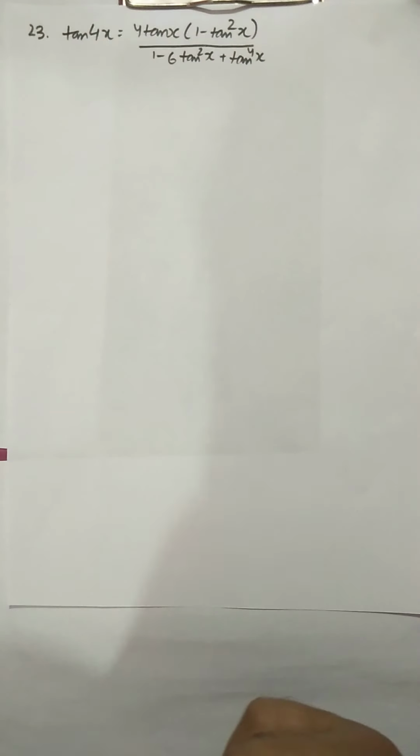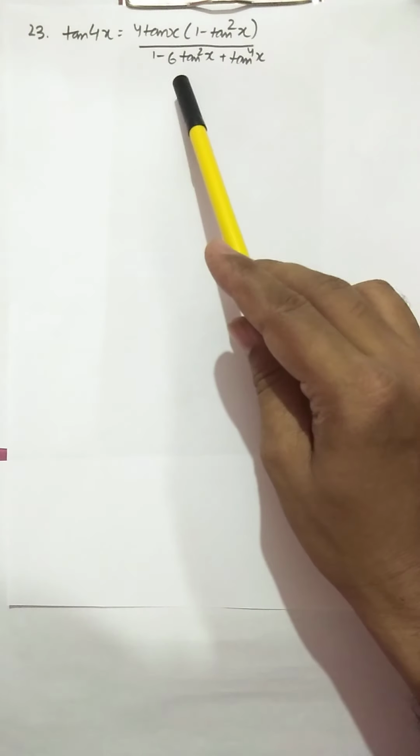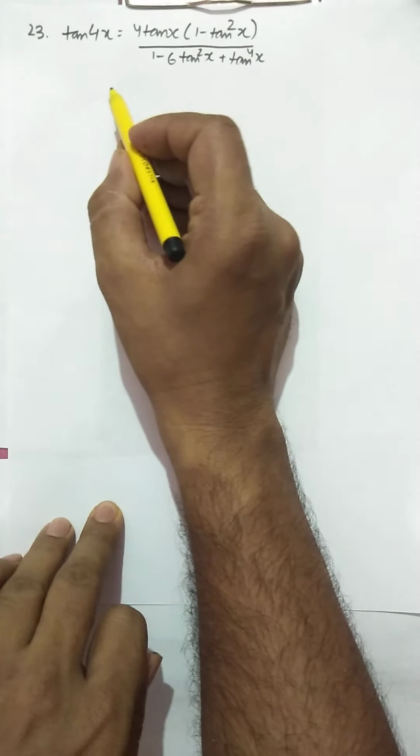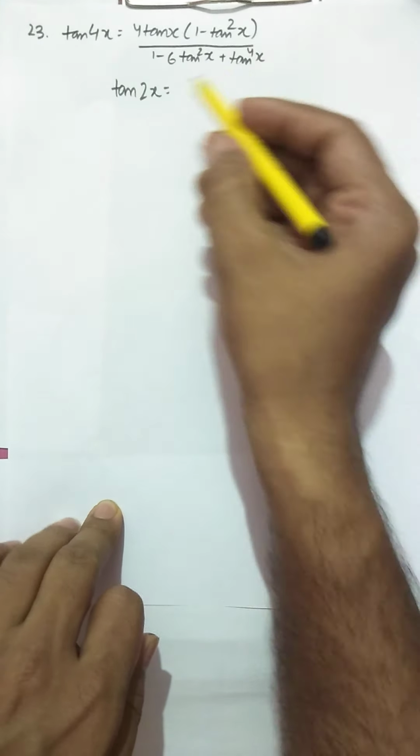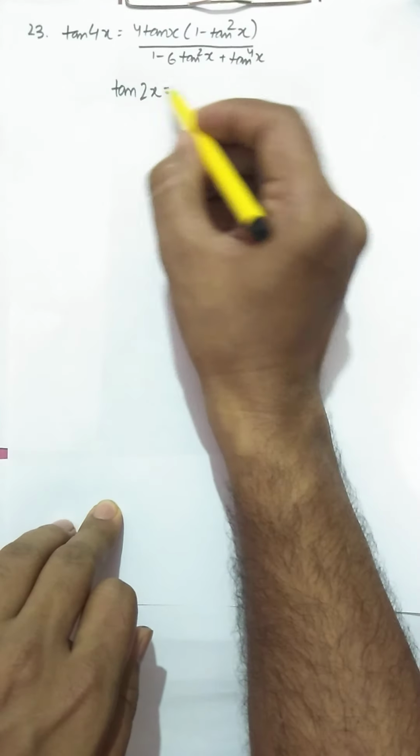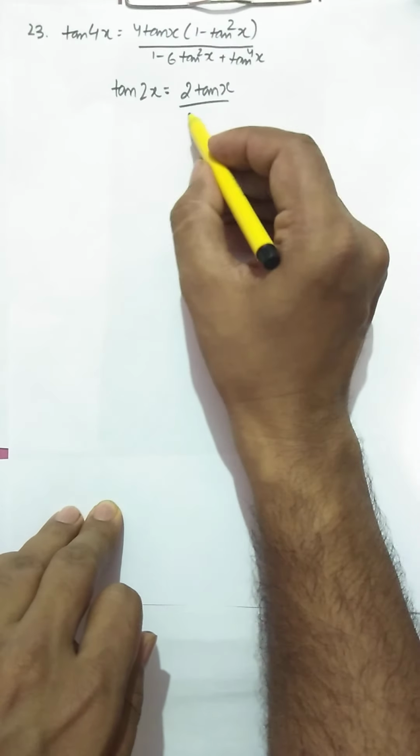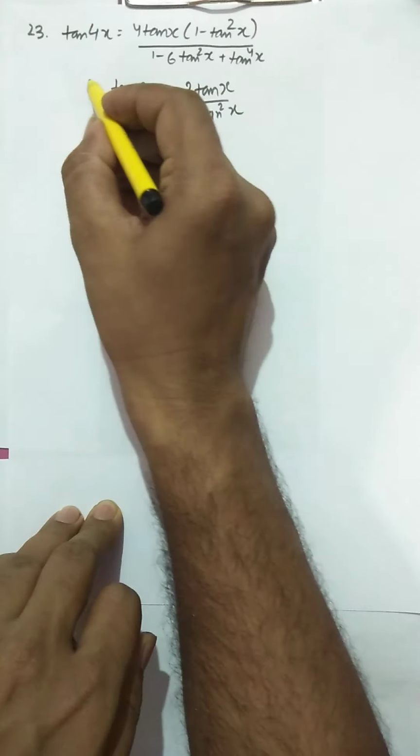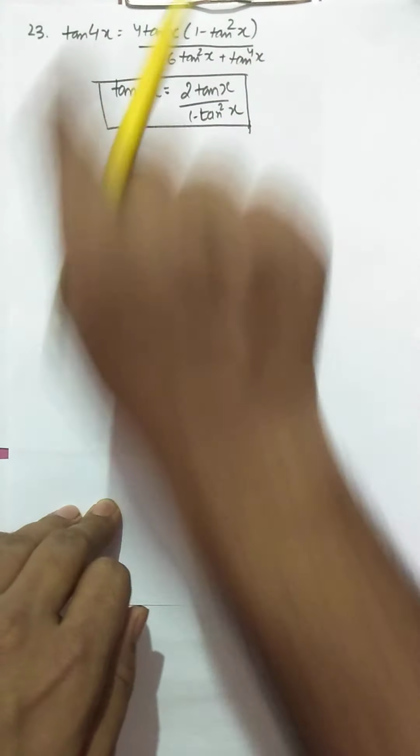To do question number 23, that tan 4x is equal to 4 tan x (1 minus tan square x) upon 1 minus 6 tan square x plus tan 4x, we need to have two formulas. First, tan 2x, we can work with one formula also. Tan 2x is 2 tan x upon 1 minus tan square x. So this is the key formula that will be used to prove this.